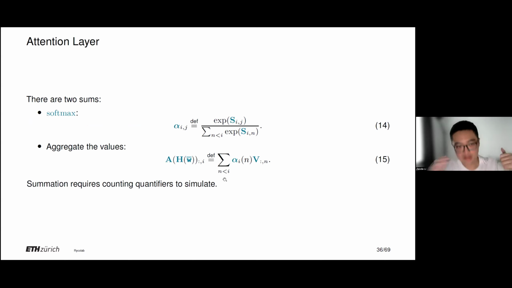Here comes the most difficult part, which is the summation in the attention layers. There are two sums. The first is in the denominator of the softmax, and the second is the weighted sum of the values. The reason it's hard is that summation typically requires counting quantifiers to simulate, and that's why previous works all use some sort of counting ability, such as TC0 or counting quantifiers, to simulate softmax attention or even average hard attention.